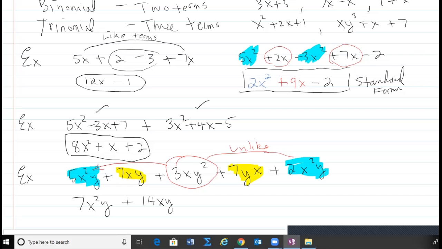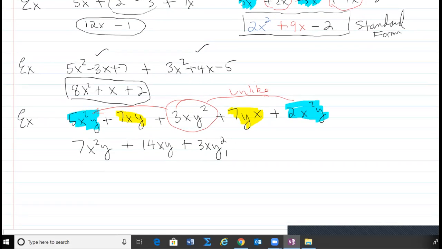Okay. And then finally you have this term in the middle that doesn't really have a mate. So it doesn't match with anything. You just copy it down and then you're finished. Okay, so let's do a couple more of these.